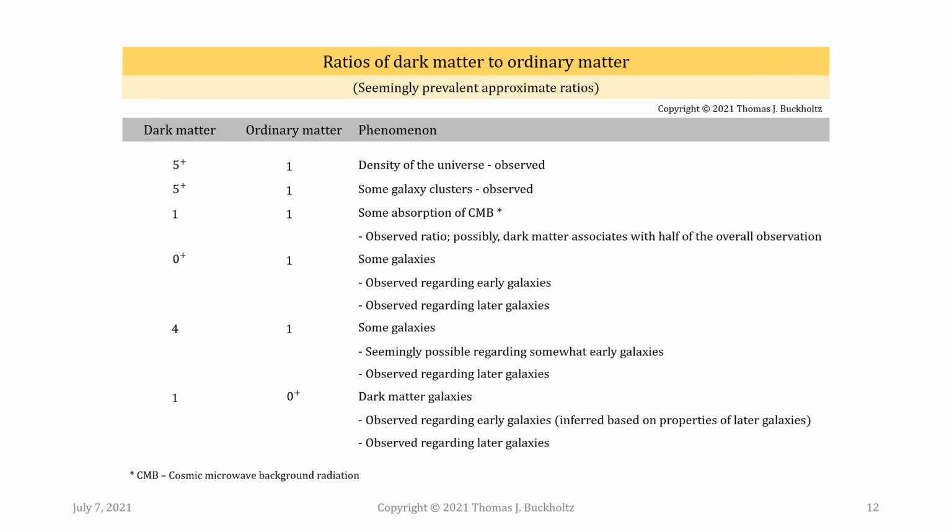This chart shows ratios of dark matter to ordinary matter that people report. There might not be very many reports, but perhaps the results point to what might someday become seemingly prevalent approximate ratios. Some of the ratios are approximately ratios of integers. The first ratio, of densities of the universe, is somewhat more than 5 to 1. My modeling suggests bases for these ratios.